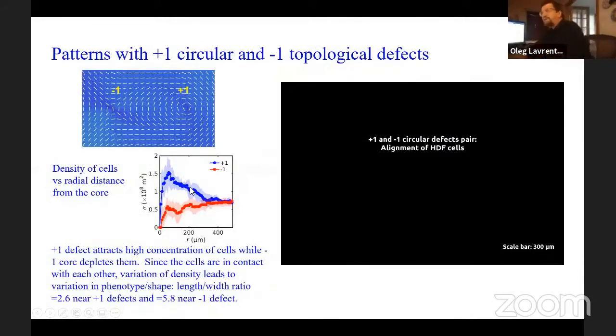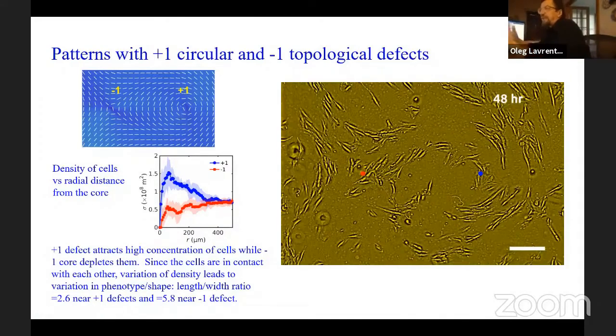There is a very interesting feature in those patterns. If you produce topological defects of different charge, it turns out that they affect not just the orientation of the cells, they affect how the cells shape themselves.